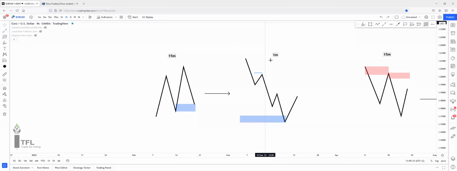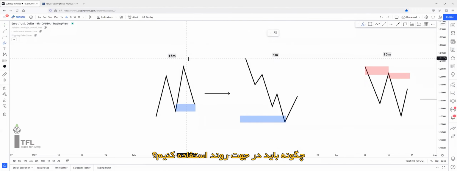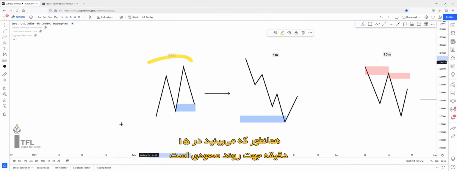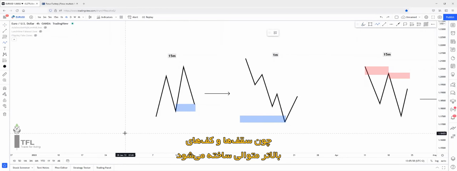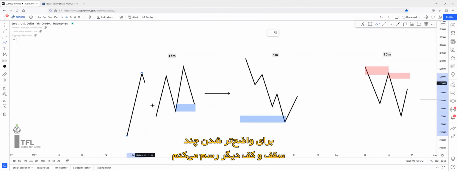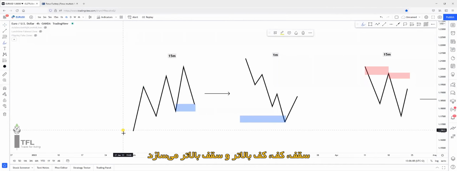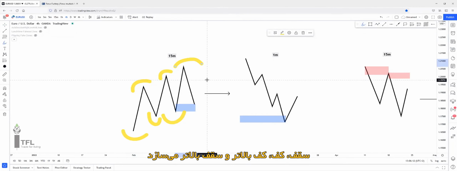Okay. So how can we use this in the pro trend? And which kind of change of character should we use in the pro trend? As you can see on the 15-minute chart, our pro trend is bullish because it's creating a series of higher highs and higher lows. I will just draw some more highs and lows right here to be more precise and clear. So the 15-minute structure is bullish, right? Creating lows, highs, higher lows, higher highs, higher lows, higher highs.